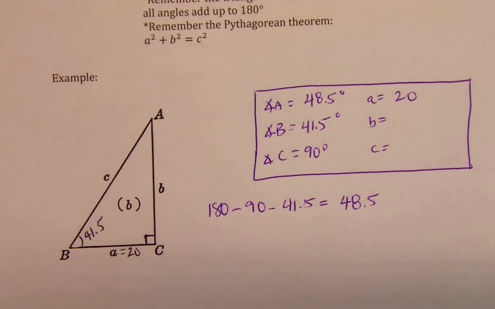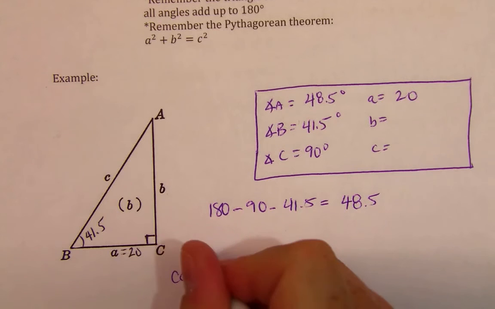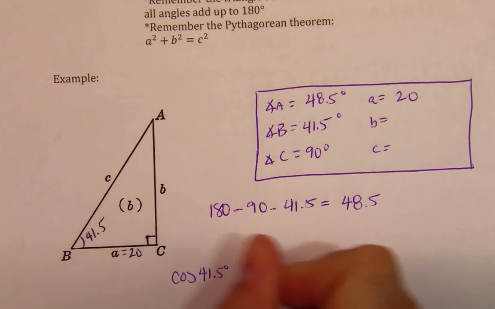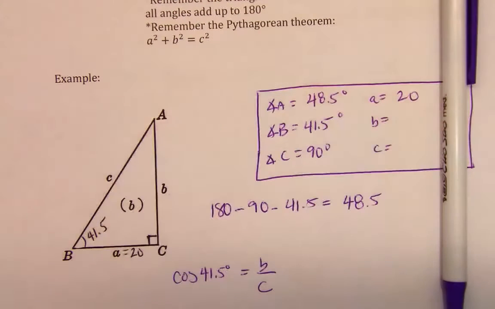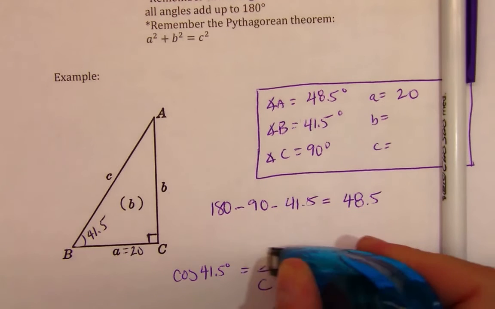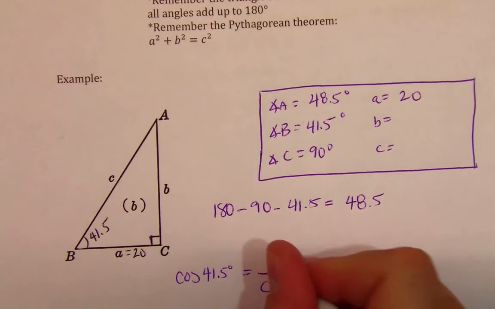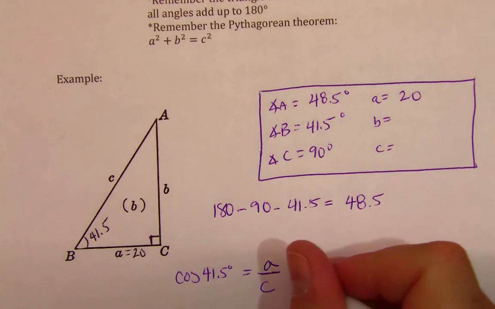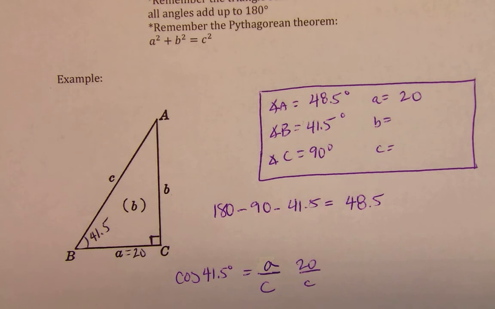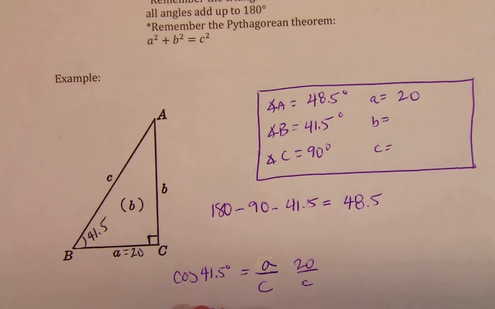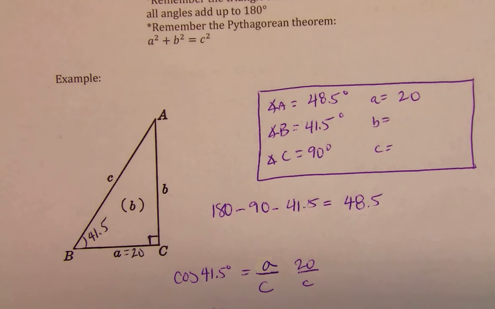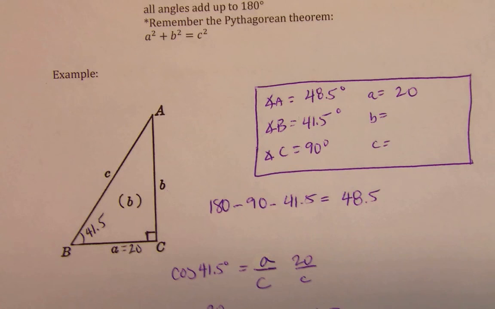Well, I'm going to find C first. So cosine of angle B, 41.5, is equal to, or I'm sorry, A over C. So that would be 20 over C. Well, solving for C then, we can flip both of those fractions and multiply by 20 on both sides, so we have 20 over cosine 41.5 equals C. And then that would mean C is 26.7 when we plug that in our calculator.